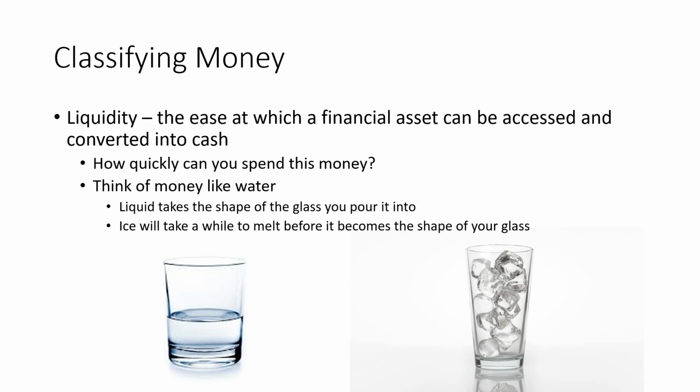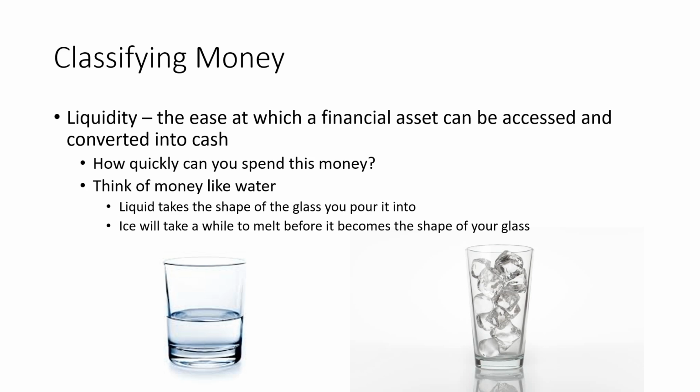So if the water will take the shape of the glass that you're holding it in, it's a liquid. And if it doesn't take the shape, it's a solid. So if you have ice, you have frozen assets, it's not very liquid. And if you have water that you can drink out of the cup, then it's liquid. The money is classified the same way.